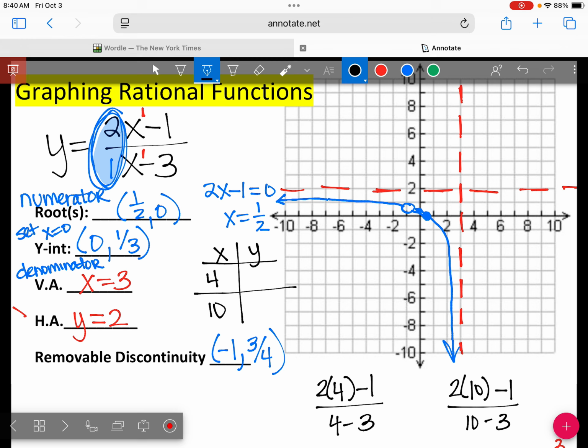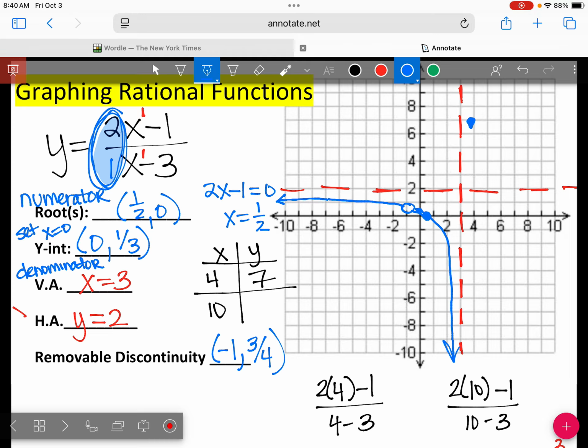So we are left with 8 minus 1, which is 7, 7 divided by 1. So I think at 4 I got 7. Is that what you all got? 7. So let's go ahead and plot that point. 4, up 7.